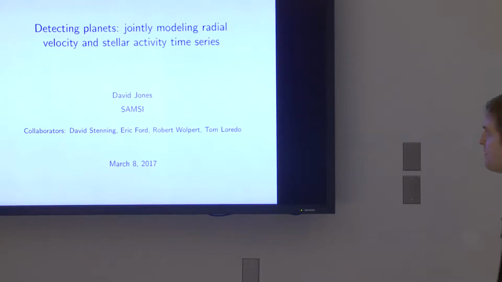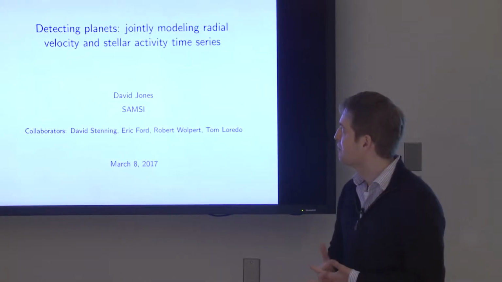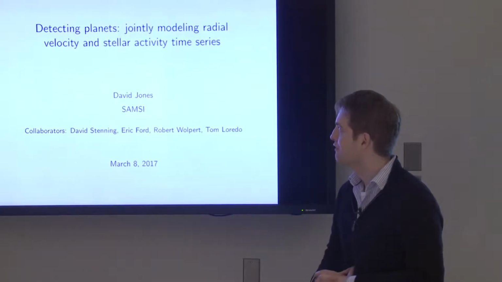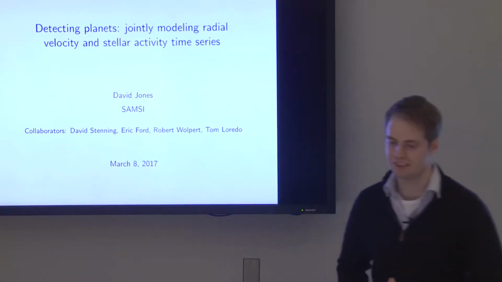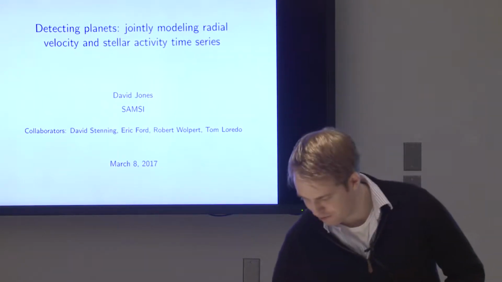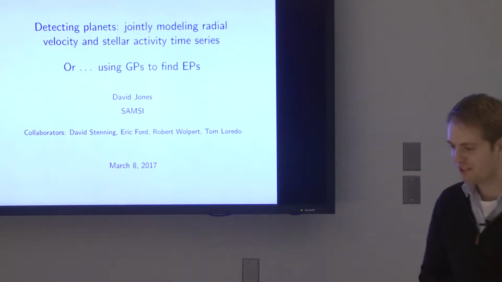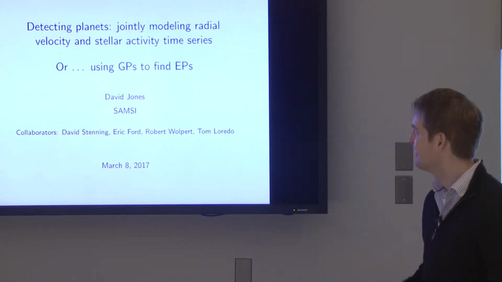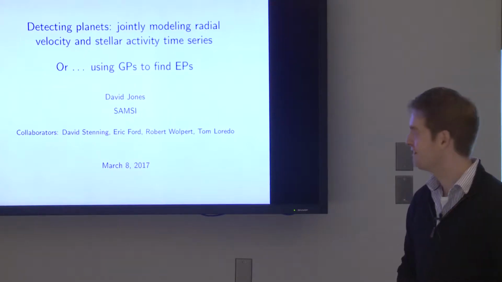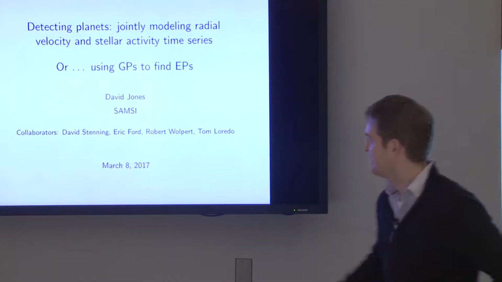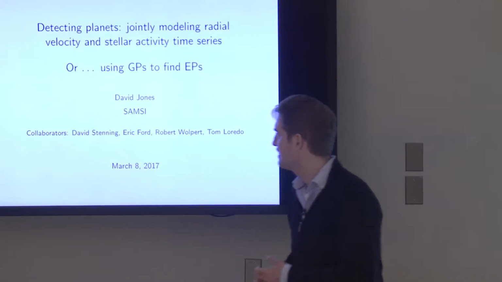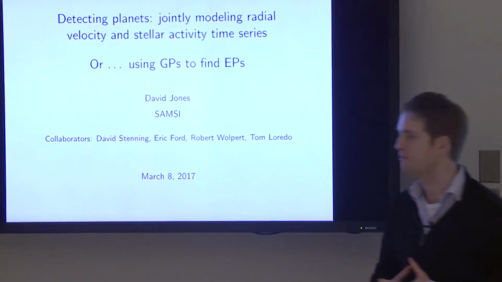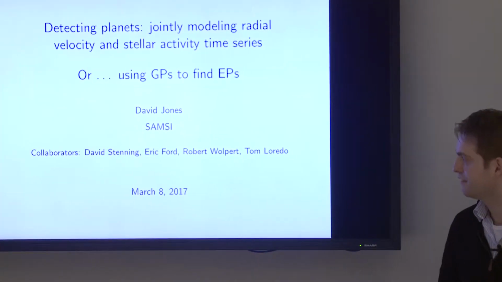So the title of this talk is Detecting Planets: Jointly Modeling Radial Velocity and Stellar Activity Time Series. And I have a subtitle, which is Using GPs to Find EPs. So GPs are obviously Gaussian processes, and EPs are exoplanets. And as I said, this is work with David Stenning and Eric Ford, who you saw here before, and others.